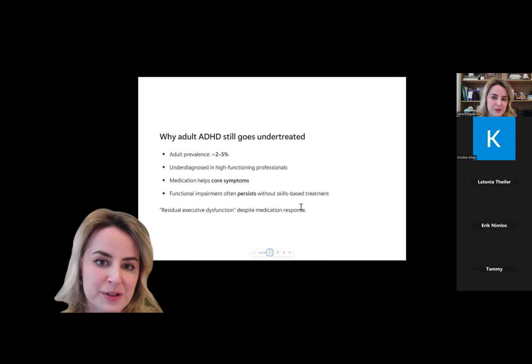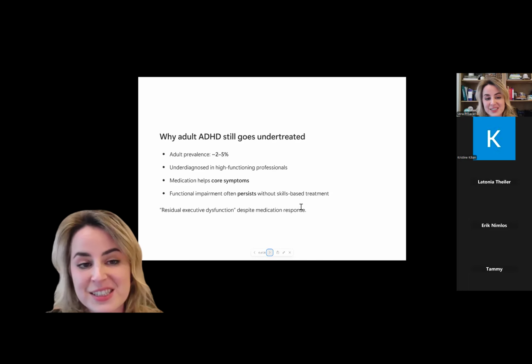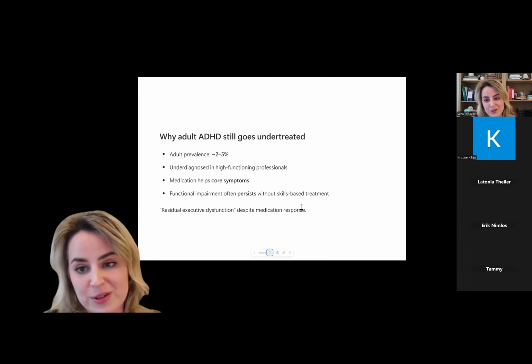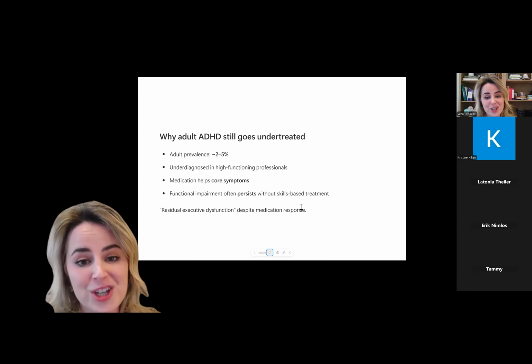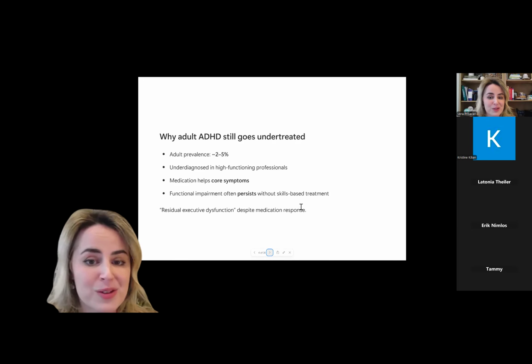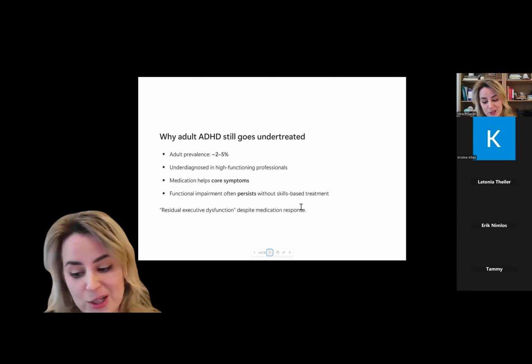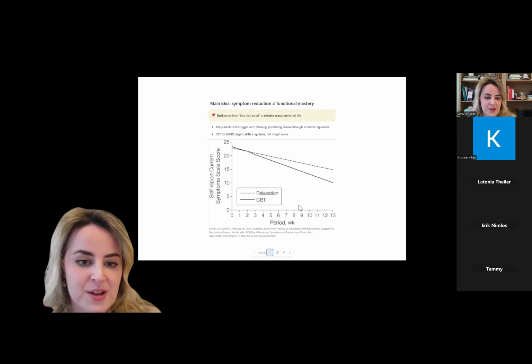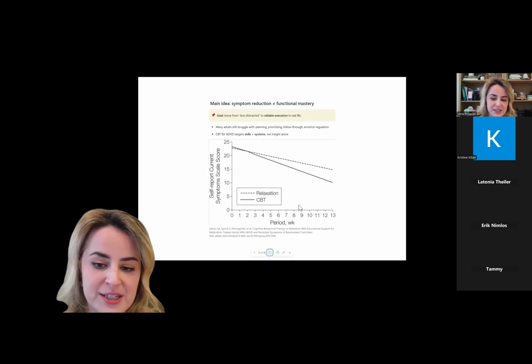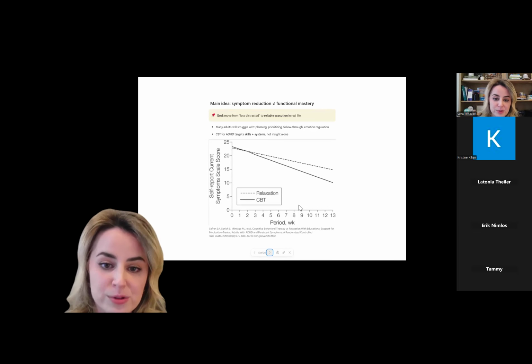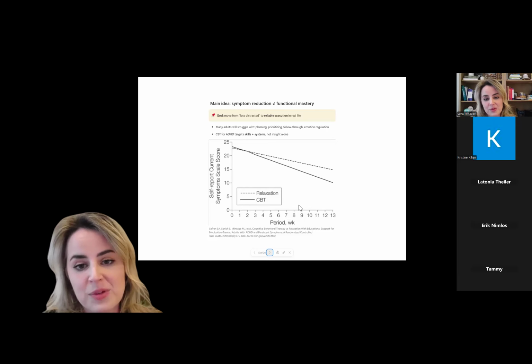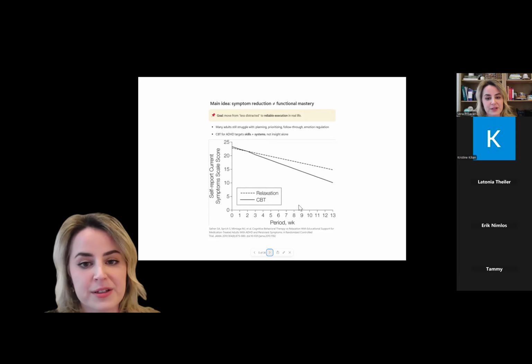So I want you to really remember that despite medications improving things, there could still be residual executive dysfunction. And if you're an adult living with ADHD, whether you're on medications now, previously tried them, or thinking about trying them, know that while they do help, it's not going to be a magic pill that's going to solve all of the ADHD issues. So the main idea here is that even though medications can help reduce symptom burden, it doesn't mean that you function at 100%.